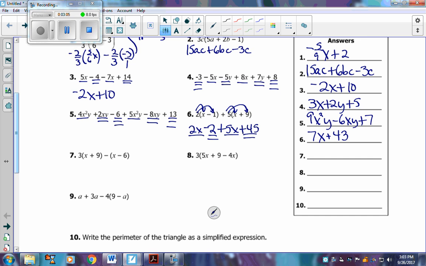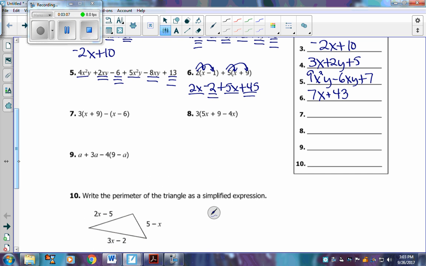Number 7, I need to distribute a 3 across the first set of parentheses and a negative 1 across the second. 3 times x and 3 times 9 gives you 3x plus 27. Remember, there's a negative 1 there. Negative 1 times x is negative x. Negative 1 times negative 6 is positive 6. There's your like terms. 3x minus x gives you 2x. And positive 27 and positive 6 give you positive 33.